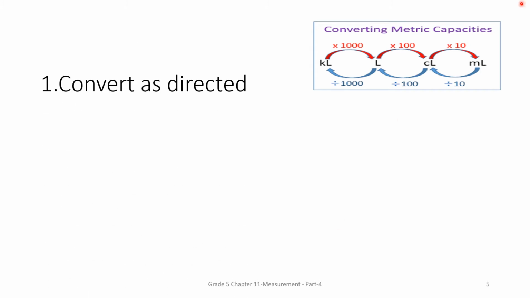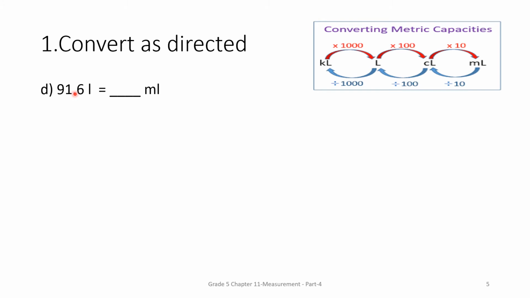So let's see sum number D, that is 91.6 liter equal to how much milliliter. Again here also we have to convert liter to milliliter, and we know that 1 liter equal to 1000 milliliter. So how much will be 91.6 liter? So for that we have to multiply 91.6 with 1000. Okay, so here again comes the concept of multiplication by 1000.